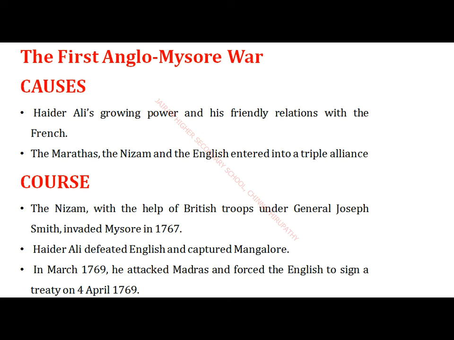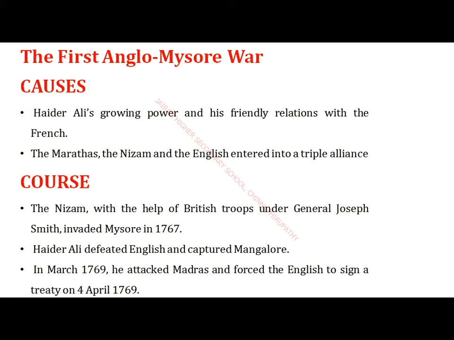Haider Ali's growing power and his friendly relation with the French made the British angry. And not only that, the Marathas, the Nizam and the English entered into a triple alliance. I have already given a definition of triple alliance: it means three major regions or persons got together against one person.